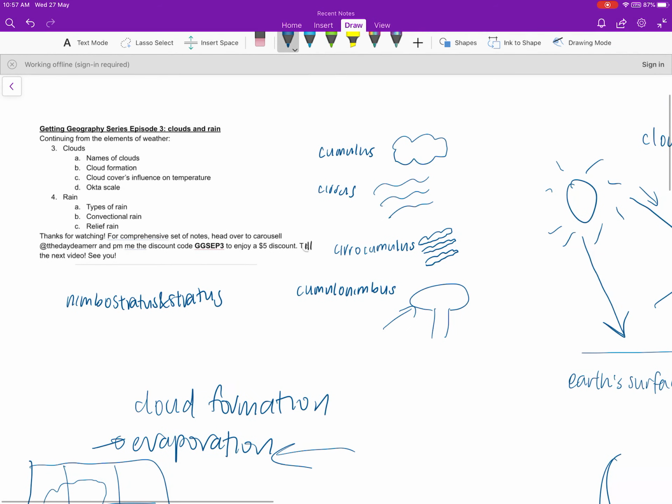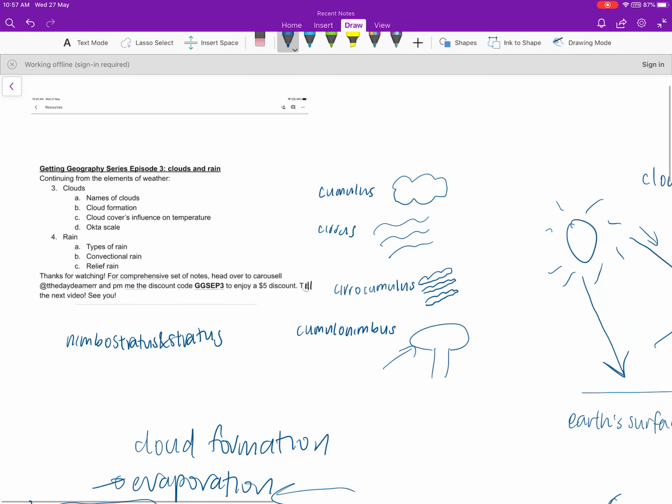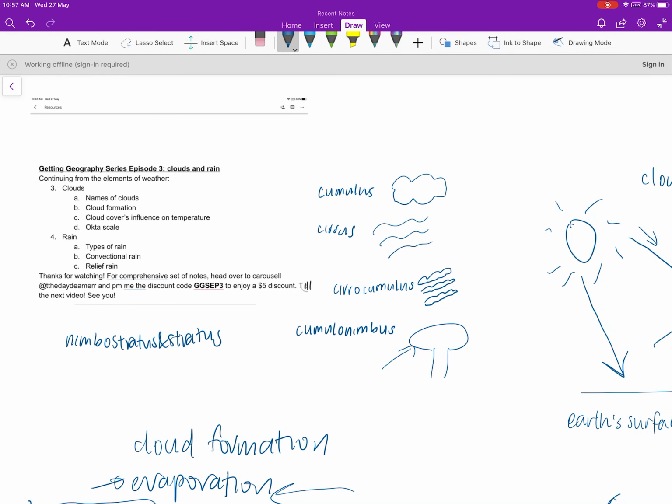Next, let's go on to rain. So there are a few different types of rain. Essentially, we'll be looking at convectional rain and relief rain. Okay, so rainfall is a form of precipitation, and clouds that are too heavy to be suspended, they fall as rain. Precipitation exists in the form of snow, hail, rain. So as I said just now, there are actually 3 types of rain: convectional, relief or orographic rain, and frontal rain. But we are mostly focusing on convectional and relief rain.